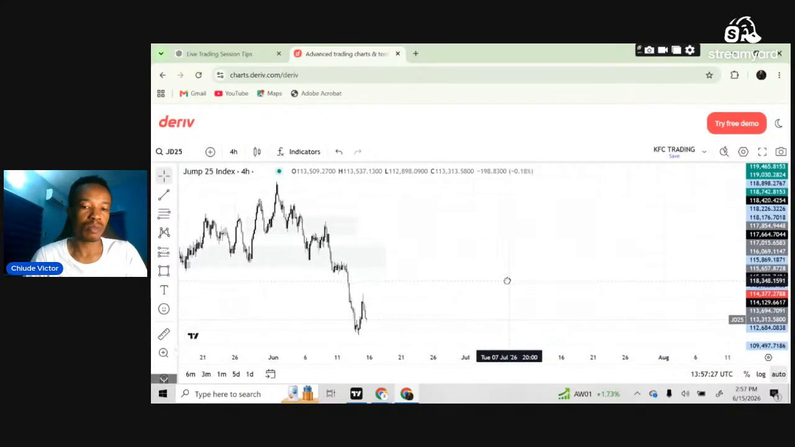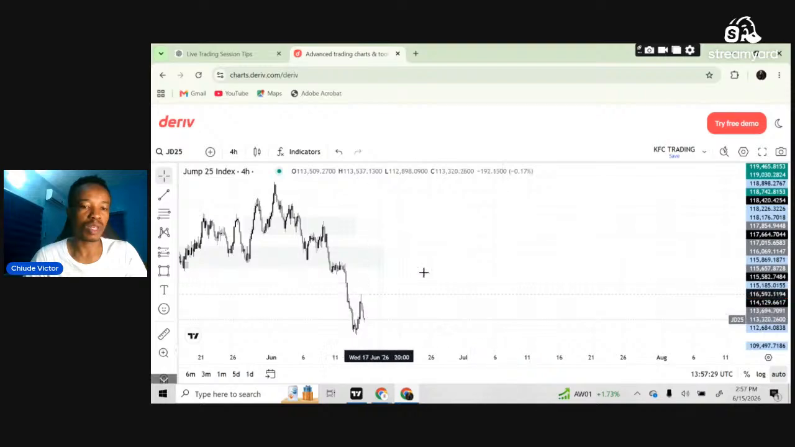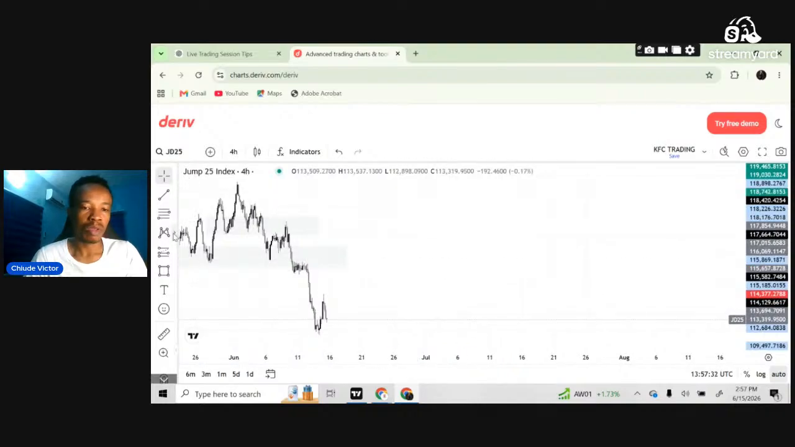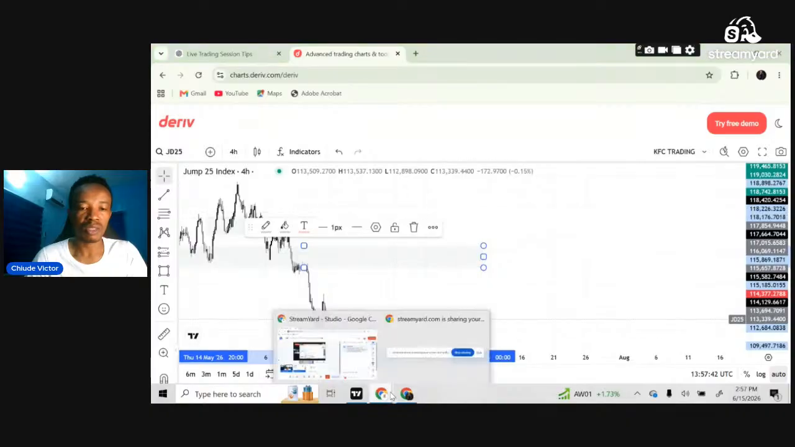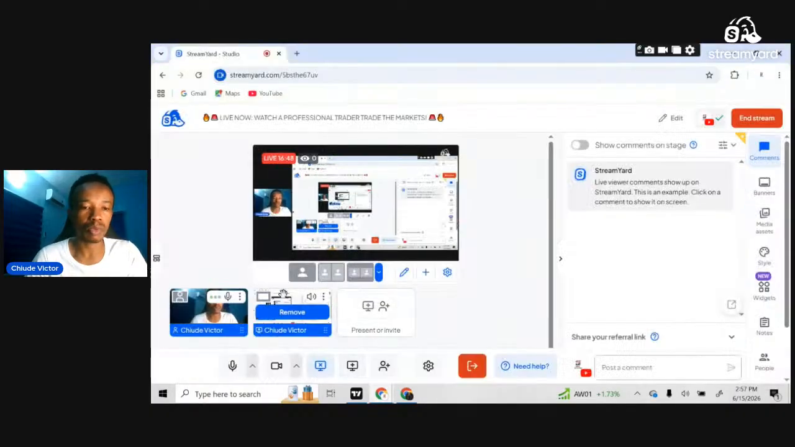And then for Jump 25, it's already bearish, but this looks more like a retracement. So if I find bullish confirmation or bullish retracements, I most likely will buy Jump 25. But until then, I really will not do anything with Jump 25 until I find a good A plus setup on that. So that's all I can take for today.